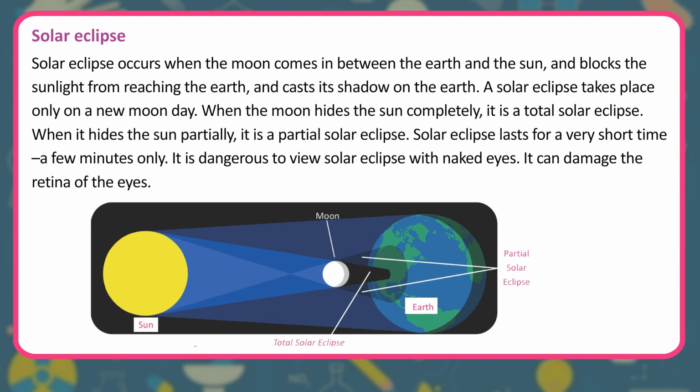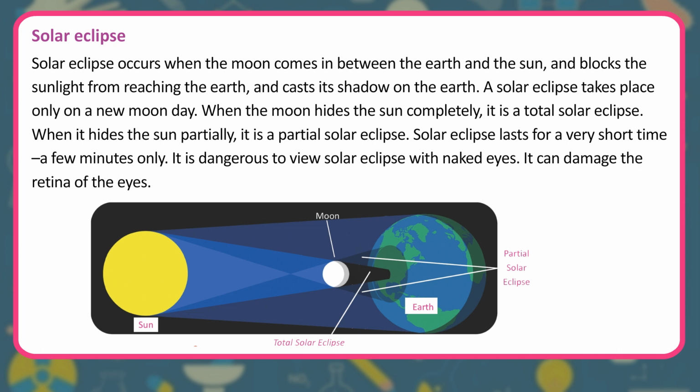Solar eclipse. Solar eclipse occurs when the moon comes in between the Earth and the sun, and blocks the sunlight from reaching the Earth, and casts its shadow on the Earth. A solar eclipse takes place only on a new moon day, when the moon hides the sun completely.